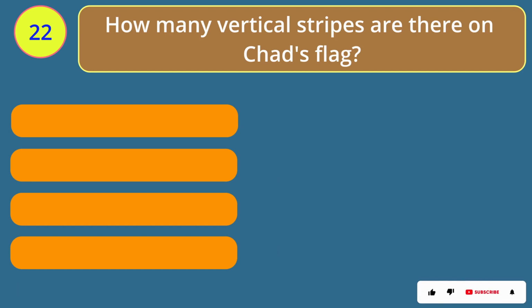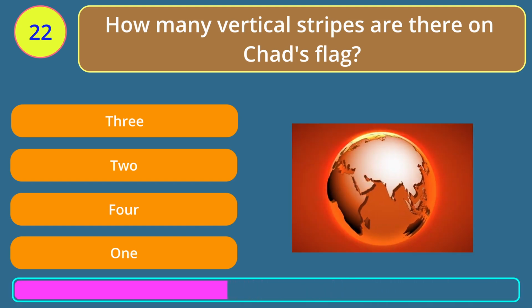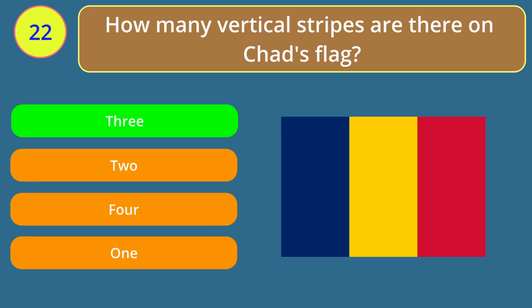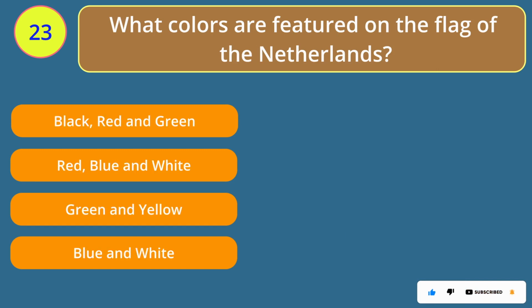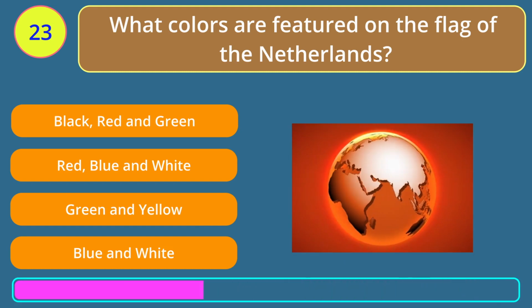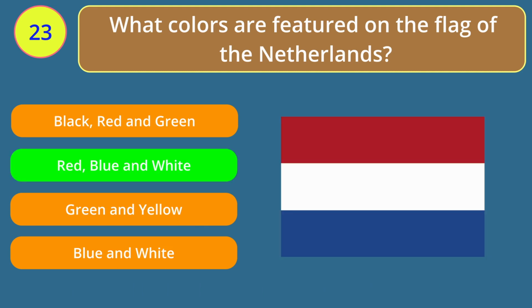How many vertical stripes are there on Chad's flag? The four options are 3, 2, 4, 1. The correct answer is 3. What colors are featured on the flag of the Netherlands? The four options are black, red, and green; red, blue, and white; green and yellow; blue and white. The correct answer is red, blue, and white.